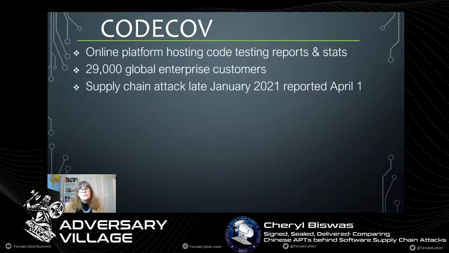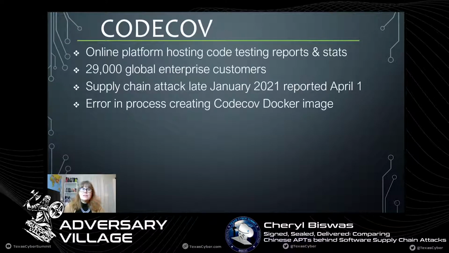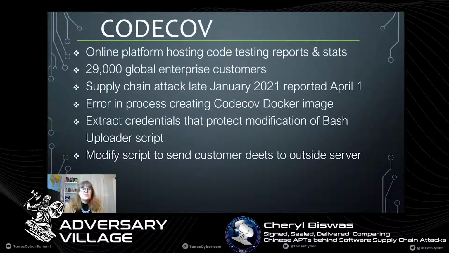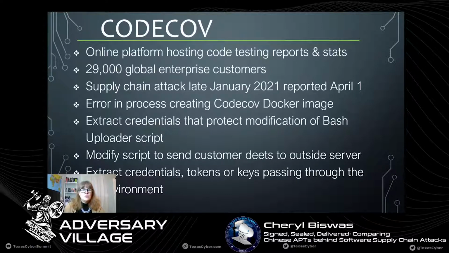So on April 1st of 2021, CodeCov reported a supply chain attack that had actually occurred back in late January. What happened was this. Attackers leveraged an error in the process that creates CodeCov's Docker image, and this allowed them to extract credentials which protect the modification of the bash uploader script. Now, that's a tool used by the customers to send code coverage reports to the platform. The script was modified to deliver details from customer environments to a server outside of CodeCov, and attackers could export credentials, tokens, or keys that pass through CodeCov's continuous integration environment, and then they could use those to access services and data stores or application code.